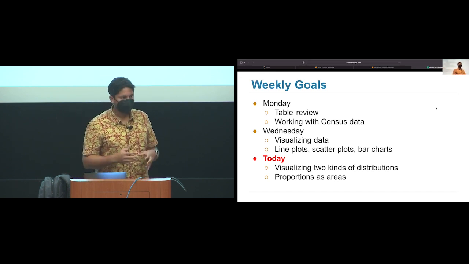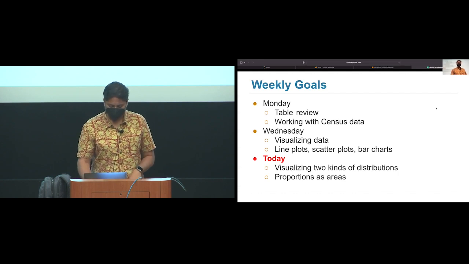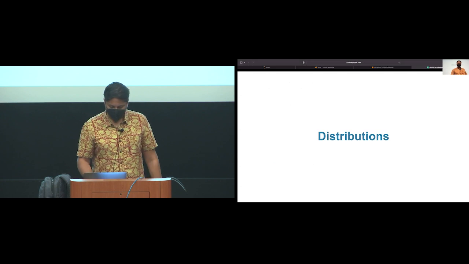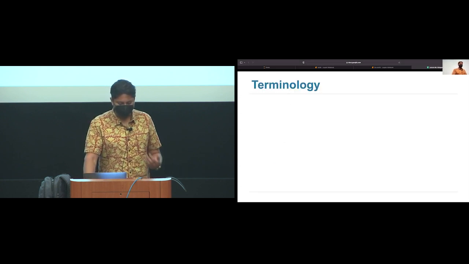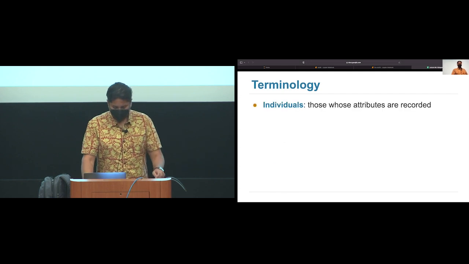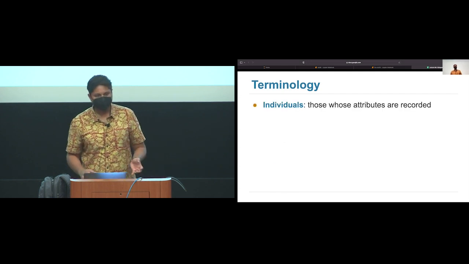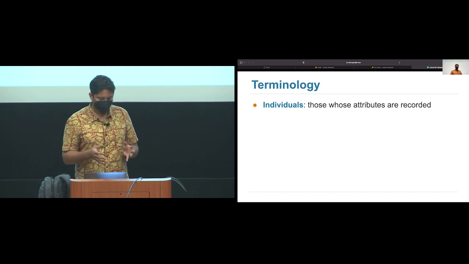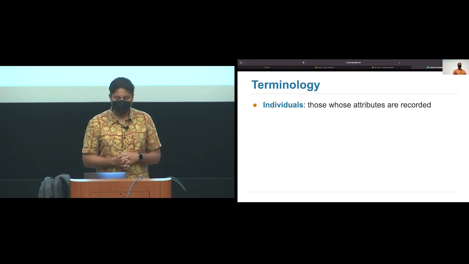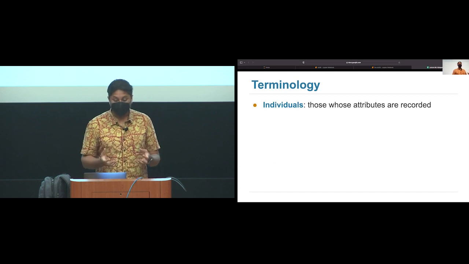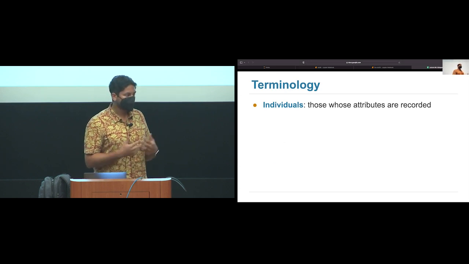We'll see that bar charts are actually really useful for a slightly different type of visualization. And this all comes to the idea of distributions. So what are distributions? Before we get into that, there's some terminology to cover. So individuals, we're going to be using this terminology throughout the course. Individuals are basically the subjects of our study. They are the entities whose attributes are recorded in the table.